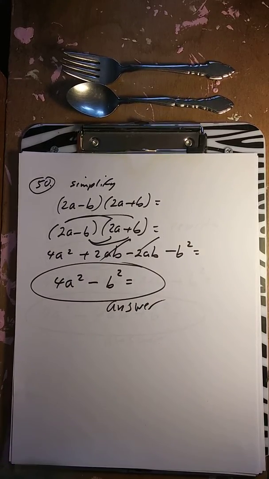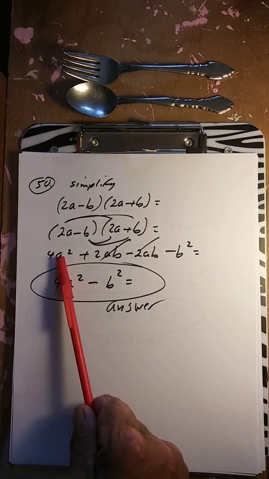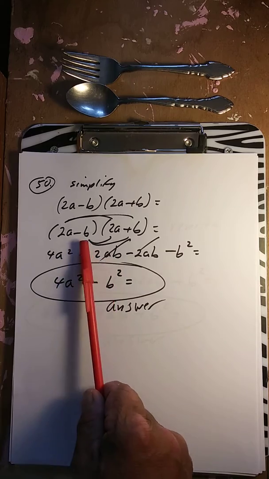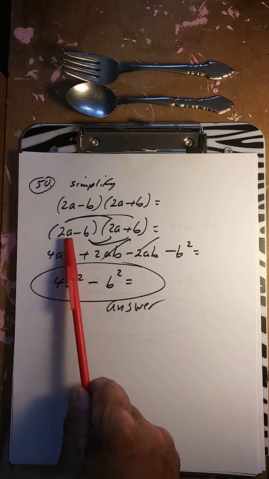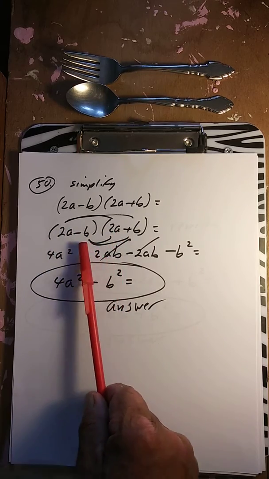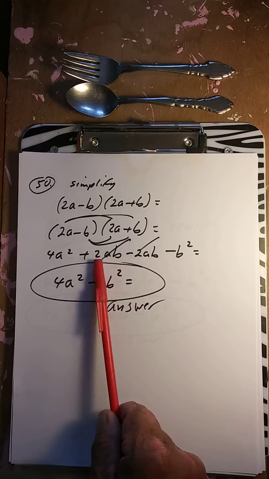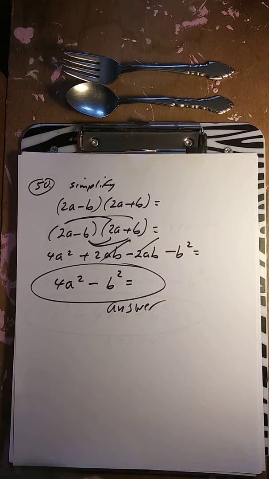Multiply 2a minus b, 2a plus b. Ready? We're going to go 2a times 2a is 4a squared. 2a times b is positive 2ab. Negative b times 2a is negative 2ab. And that one times that one is negative b squared. So we have 4a squared, positive 2ab, negative 2ab, negative b squared. Now 2ab and negative 2ab cancel each other out. 4a squared minus b squared. Final answer.